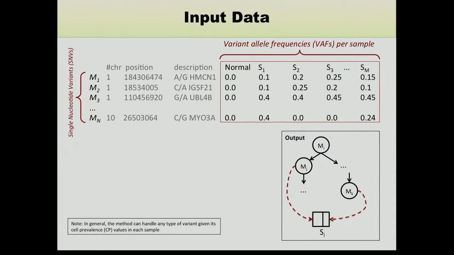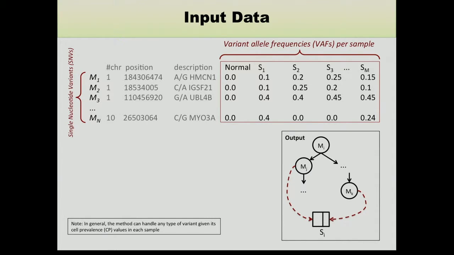Our goal is then to take this data and to infer a hierarchy or ordering of these mutations, so place them on a lineage tree, as well as decompose each sample into the constituent subclones that we infer, providing the proportions of these subclones in the sample.